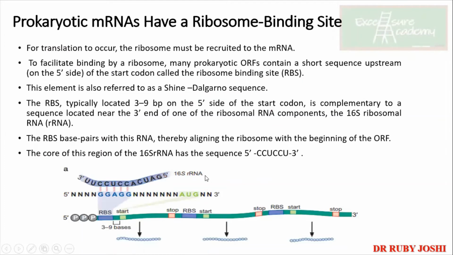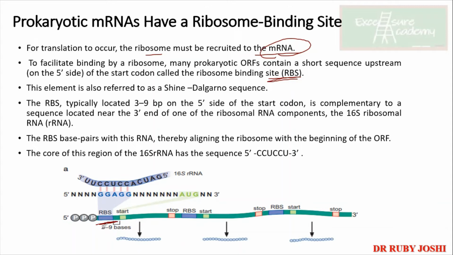Okay, now the important part. Prokaryotic mRNAs have a ribosome binding site, which we just saw in the previous figure, the RBS we were talking about. So RBS is your ribosome binding site. Now for translation to occur, the ribosome must be recruited to the mRNA. So where is this information present? It is present in the mRNA itself in the form of your RBS. So this is what RBS stands for.